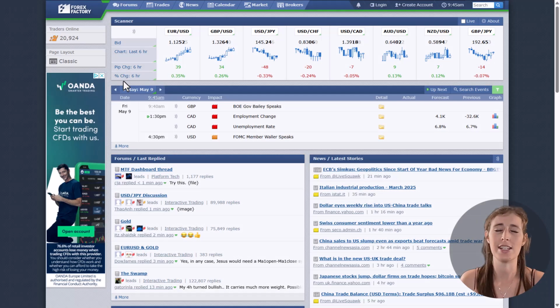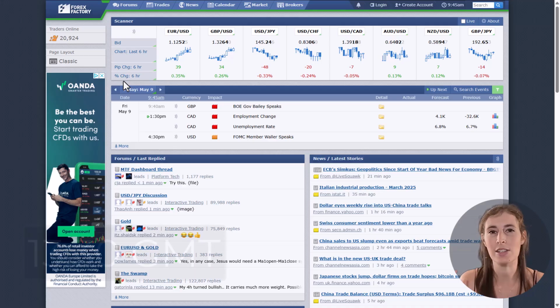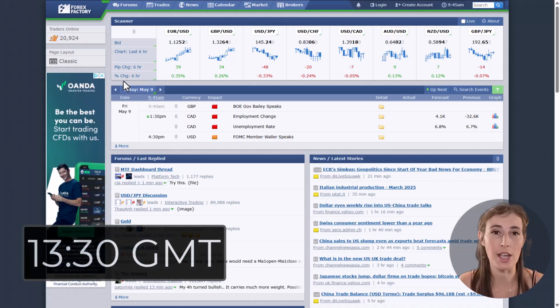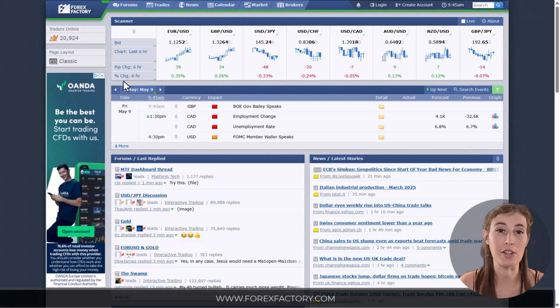This is a simple strategy for trading Forex during the New York session. The New York session runs from 8:30 New York time, but for me here in the UK, that is usually 1:30 GMT in the afternoon. My usual process, between 1 and 1:30, will be first of all to check out any upcoming news. And for this, I use forexfactory.com.